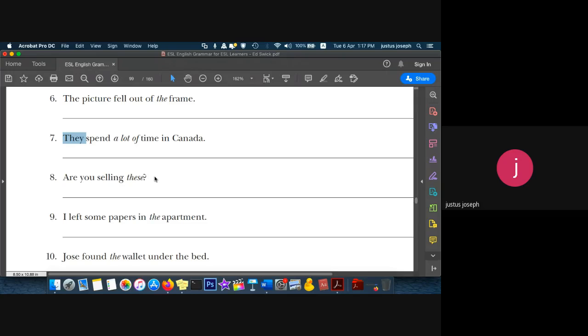I left some papers in the apartment. I left some papers in my apartment. Can we also say that? I left some papers in my apartment. Okay.